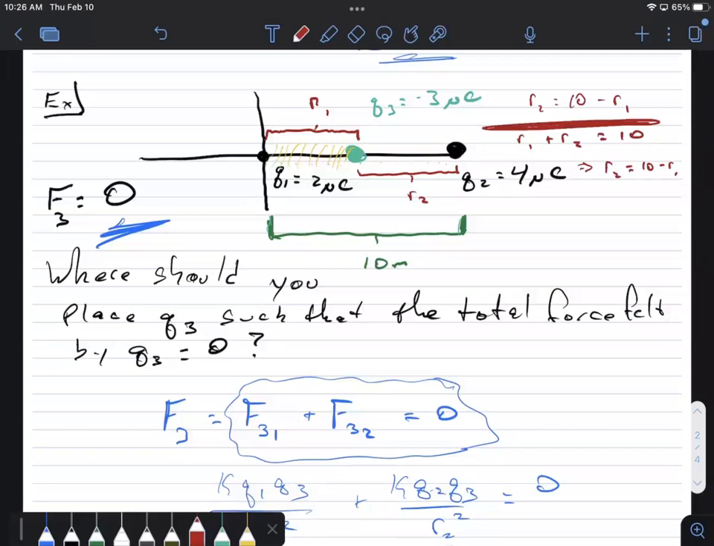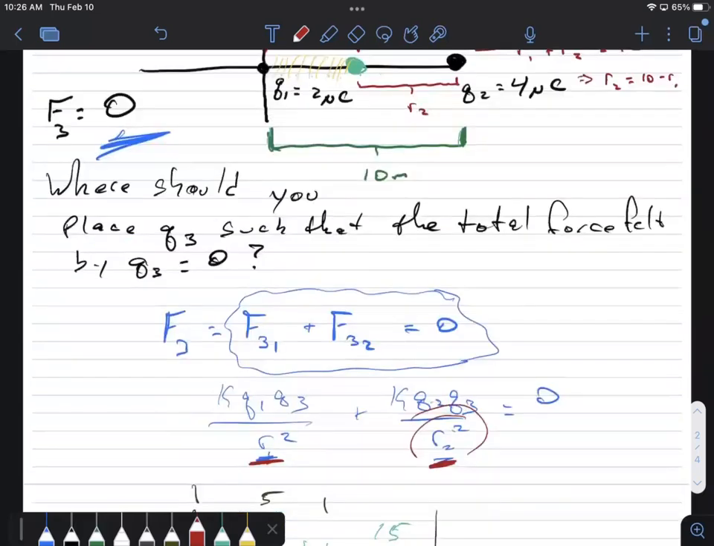So this right here is the critical piece. Once I know this, that's what I'm going to put right there for R2: 10 minus R1. And now my equation will have only one unknown in it, R1. All the Q's I know, K I know, the 0 on the other side I know. R1 is R1, which is what I want, and R2 is 10 minus R1. Well, 10 is just a number, so R1 again.